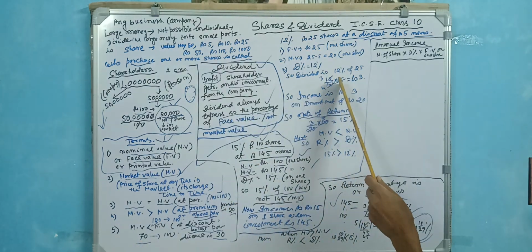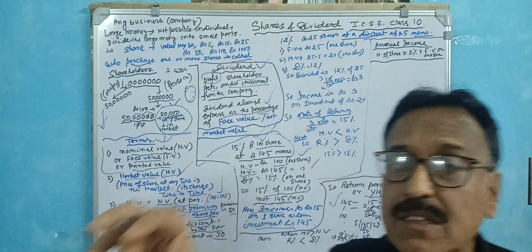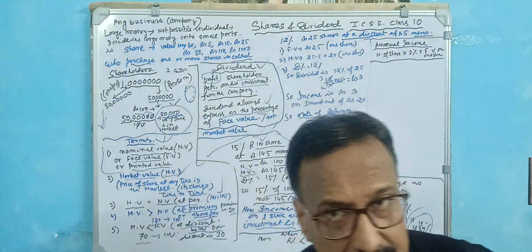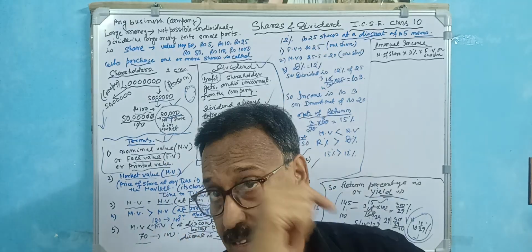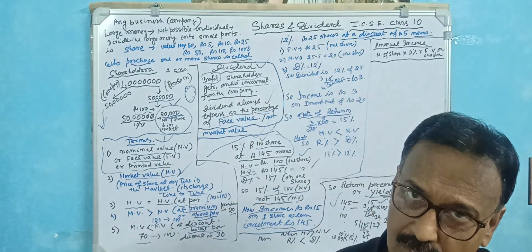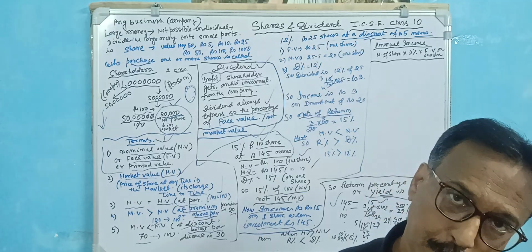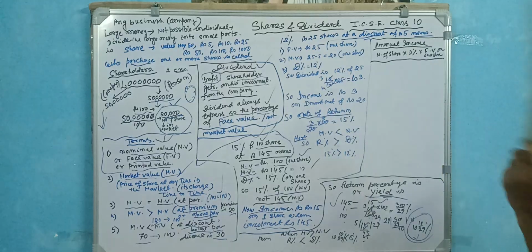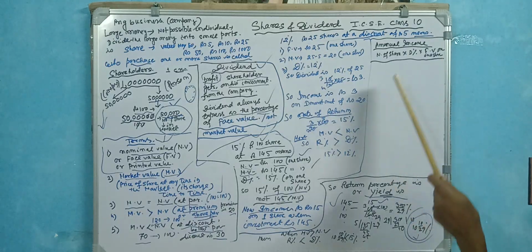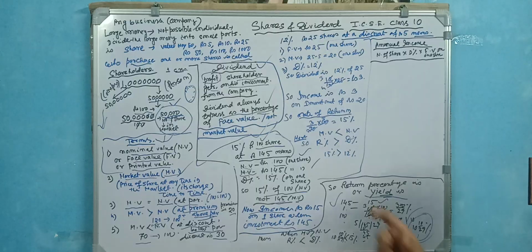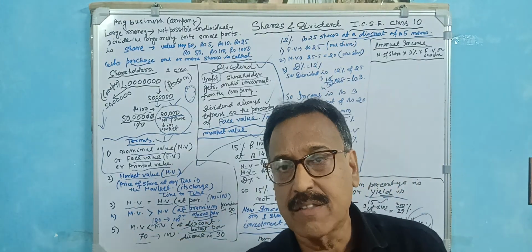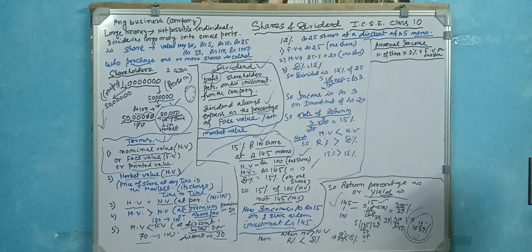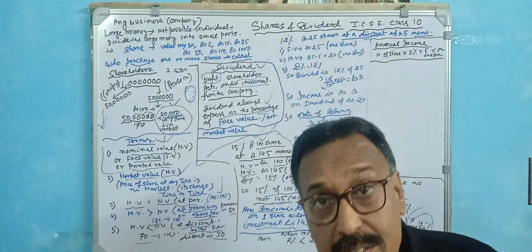So 12 by 100 into 25, rupees 3, that means rupees 3 is the income as a dividend per share. এবার যদি তুমি 100 শেয়ার করো, 100 into 3, 300. So actually this is the annual income এসে যাবে। নাম্বার অফ শেয়ারস কত, 100, so annual income হয়ে যাবে 3 into 100, 300 is the annual income for that. Okay, clear?